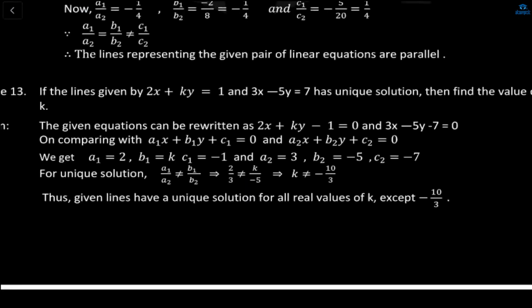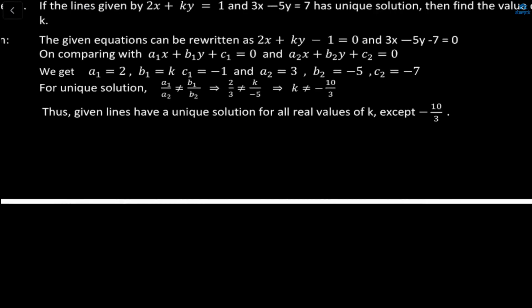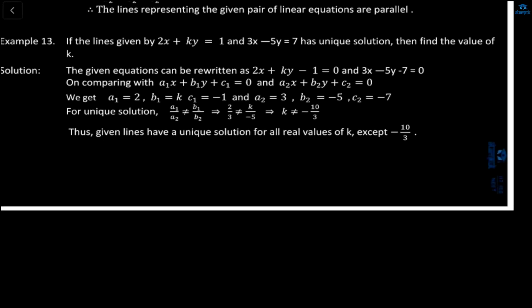Now this type of question can also come in an exam. If the lines given by 2x plus ky is equal to 1 and 3x minus 5y is equal to 7 have a unique solution. Now both equations are given and it is saying that they have a unique solution. Unique solution means A1 by A2 is not equal to B1 by B2. Then find the value of k.